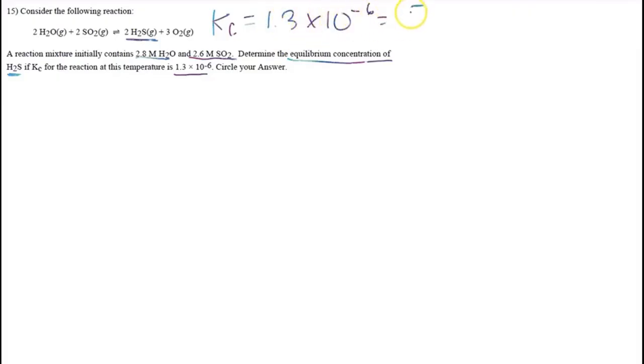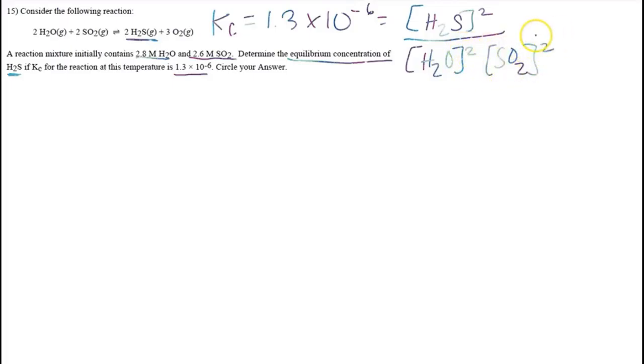And we know this is going to equal H2S squared divided by H2O squared times SO2 squared. And why do I know that? Because I have everything and I'm missing a product. This is O2 cubed, apologies. Why do I know all this? Because all my states of matter are gases. So there are no solids that I don't have to add into my overall mass action expression. Okay?